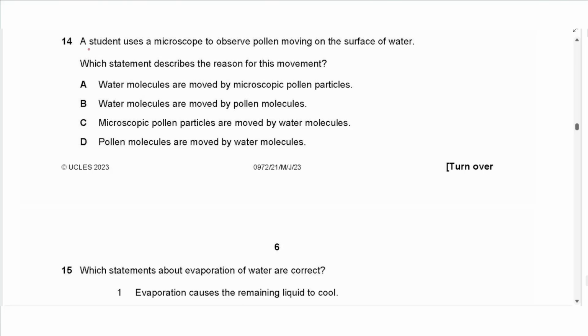Question 14 says, a student uses a microscope to observe pollen moving on the surface of water. Which statement describes the reason for this movement? Water molecules are moved by microscopic pollen particles. No. Water molecules are moved by pollen molecules. No. Microscopic pollen particles are moved by water molecules. That is correct. Pollen molecules are moved by water molecules. No, not molecules. It is particles. So the answer is C.